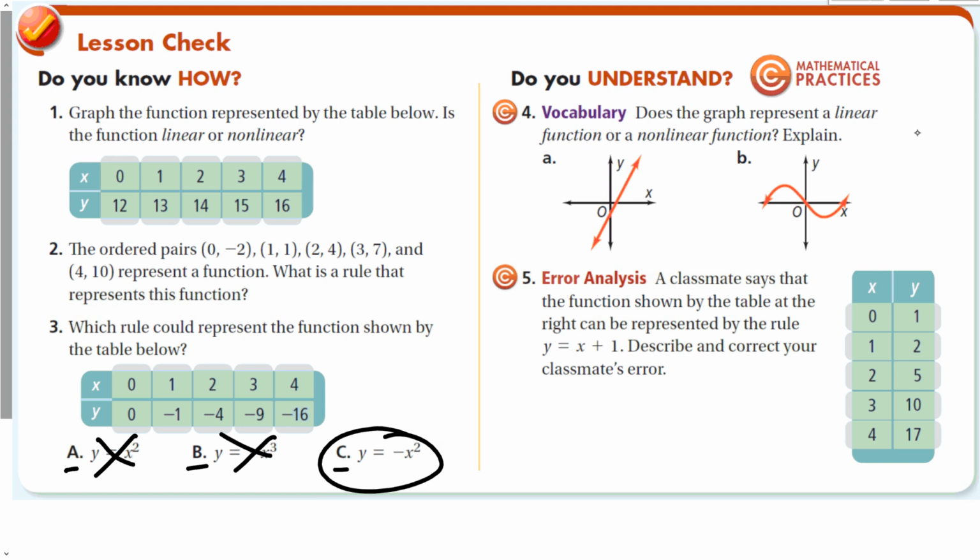Does the graph represent a linear function or a nonlinear function? That's a linear function. It's a line. That is not a linear function. It's not a line. And finally, a classmate says the function shown by the table on the right can be represented by the rule y is equal to x plus 1. Works for the first one, works for the second one, it does not work for this one. If you notice here, the difference here is 1. The difference here is not 1, and there's going to be a different difference each time. So this is not a linear function.